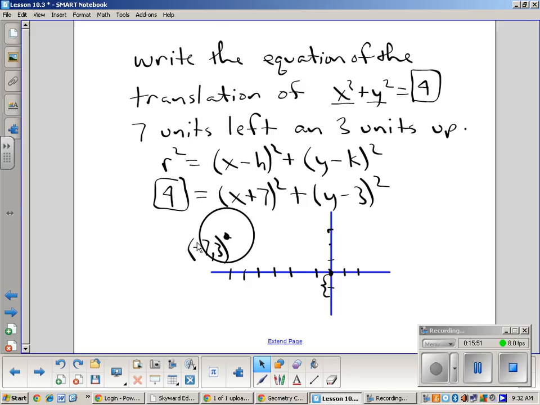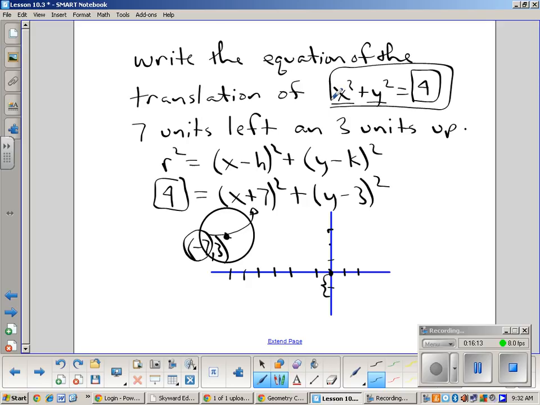This here is a -7, so when I put that in, minus a negative becomes +7. Okay? Good. How do you know that your 4 has to go in for r squared? Well, I want the same equation. I want the same circle. I just want it translated.